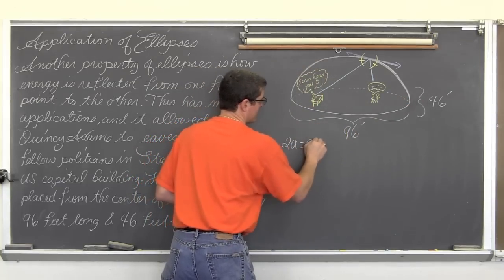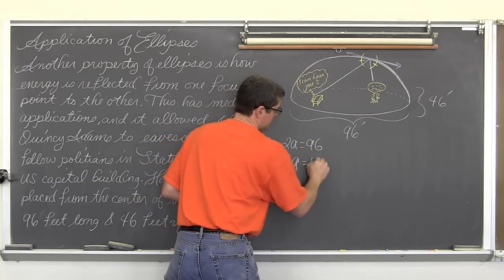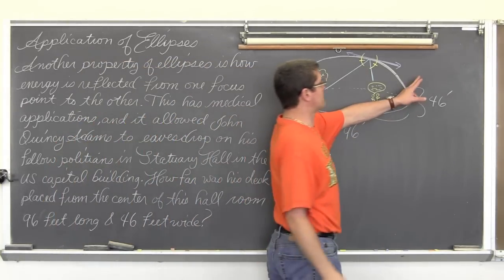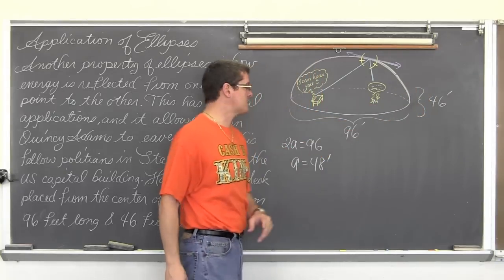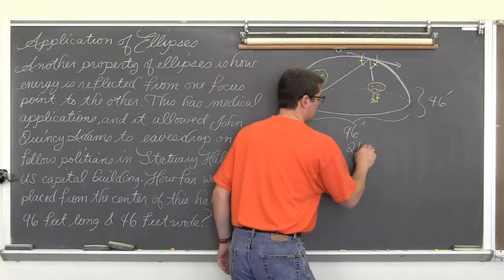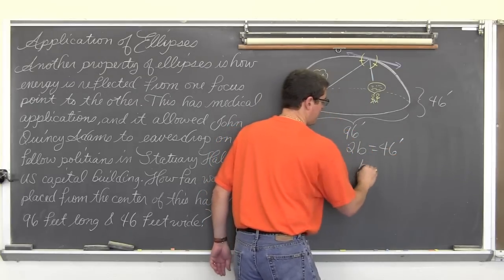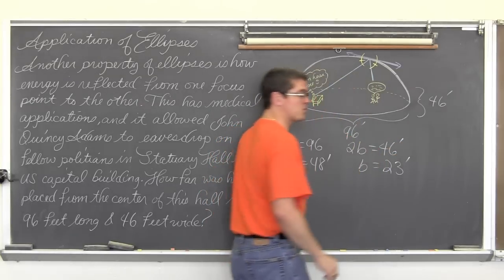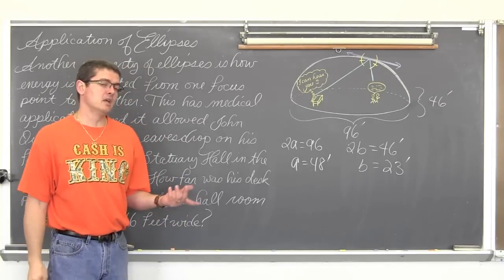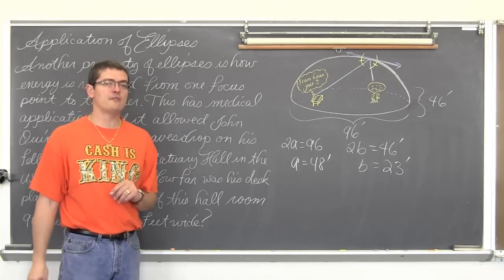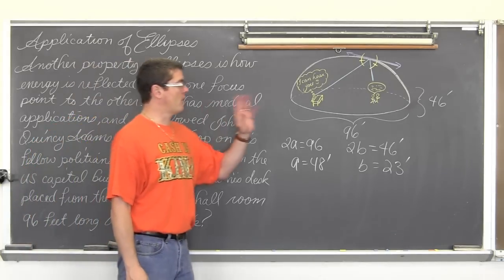So 2a is equal to 96, or a is equal to 48 feet. And that's also this length over here, but this is the short axis, so 2b, the entire length of the minor axis, is equal to 46 feet. So b is equal to 23 feet. So we have an ellipse. We don't necessarily need the equation. We just need the placement of this desk away from the center of the room. How far away is it placed?